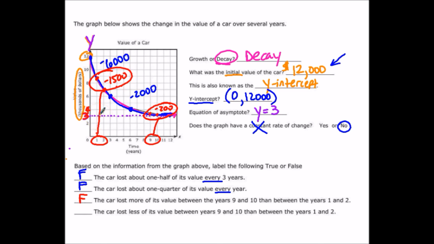So let's look right here. It lost less between 9 and 10 and more between 1 and 2. That's definitely true. This is less than this, so this is my true statement.